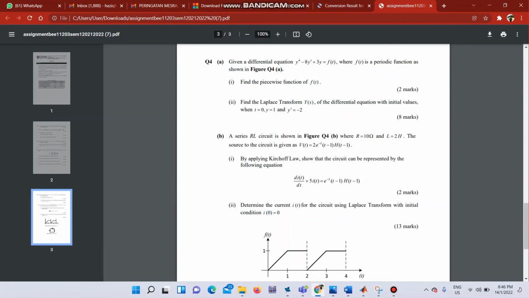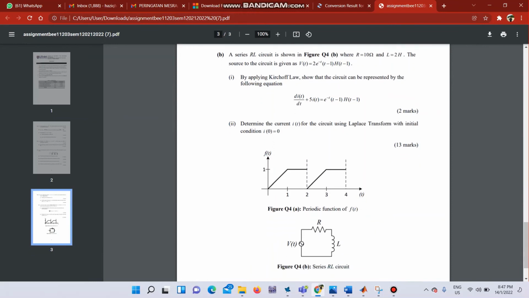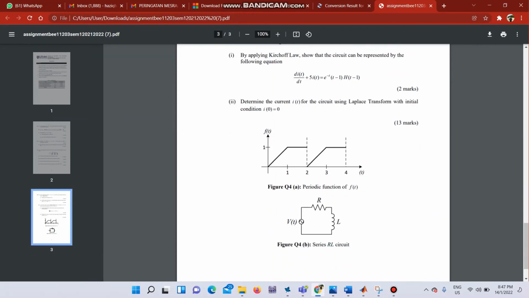For question 4b Roman 1, by applying Kirchhoff's law, show the circuit can be presented by the following equation, which is di(t)/dt plus 5i(t) equal to e power of negative t, bracket t minus 1, multiply h(t minus 1). For question 4b Roman 2, determine the current i(t) for the circuit using Laplace transform with initial condition i naught equal to 0.